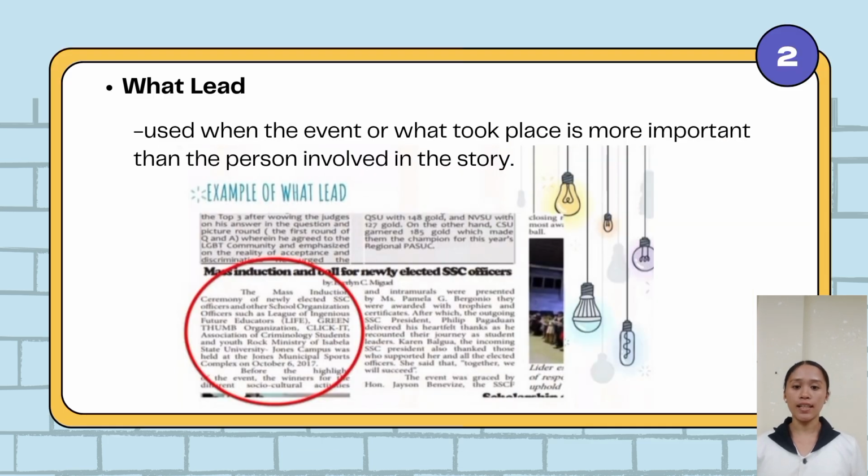Second is the what lead. This is used when the event or what took place is more important than the person involved in the story. The focus is on the action or incident itself. So, for example, given in the slide, it is shown that the lead highlights the mass induction of newly elected officers rather than naming individuals. So, ang emphasis is nasa panghitabo dili sa tawo.